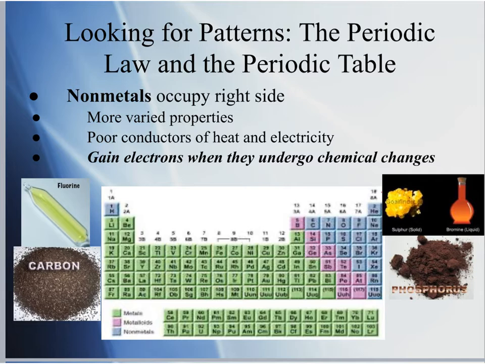All right, nonmetals we're going to see in blue on the right-hand side of the periodic table. These guys have varying properties. They're poor conductors of heat and electricity. Some of them are gases, some of them are solids, some of them are powdery, some of them are brittle rocks. It just depends, okay? So nonmetals have much more varied properties than metals. But again, the most important to remember is nonmetals always gain electrons when they undergo chemical changes. So in a chemical reaction, a nonmetal is going to gain electrons from the metals, right? So metals lose, nonmetals gain. Got to remember that.